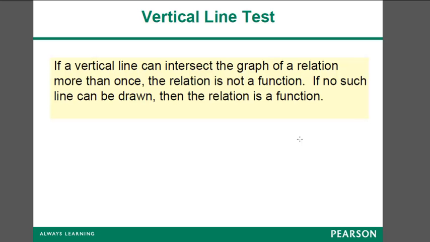If you're given a graph, there's a nice way to tell if it is a function or not. It's what we call the vertical line test. The vertical line test says if a vertical line can intersect the graph of a relation more than once, the relation is not a function. If no such line can be drawn, the relation is a function. This means if I draw a vertical line, I can only cross my graph one time, at any time, for it to be a function. So let's look at some examples.